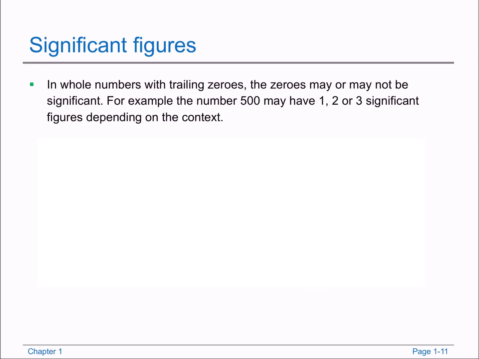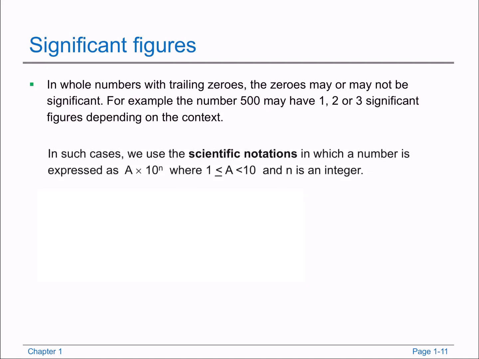And finally, the last rule is that if you are dealing with whole numbers with a lot of trailing zeros, like for example this number 500, now these zeros may or may not be significant. So for example, this number 500 here, it can carry 1, 2, or 3 significant figures depending whether we count both zeros as significant or just one of them or none at all. So in such cases, we normally use scientific notation, or back in secondary school some of you may call this standard form, to describe the number.